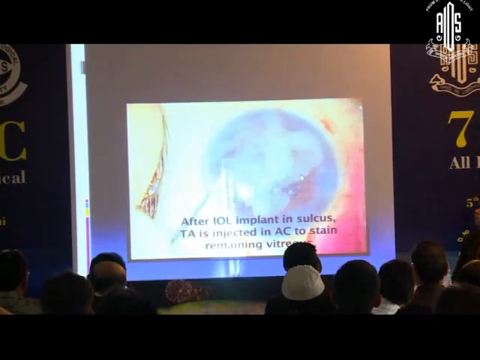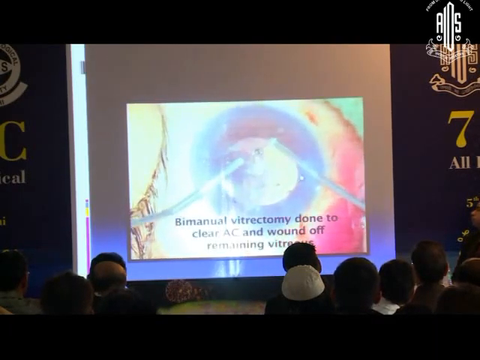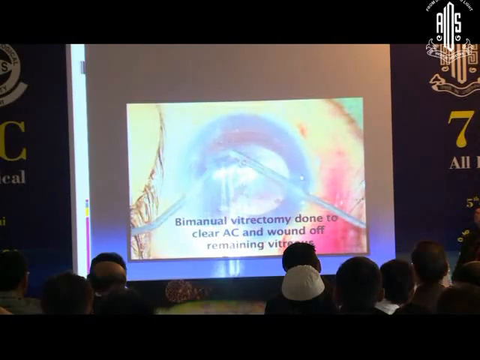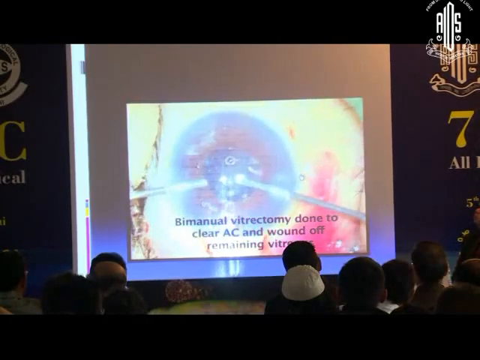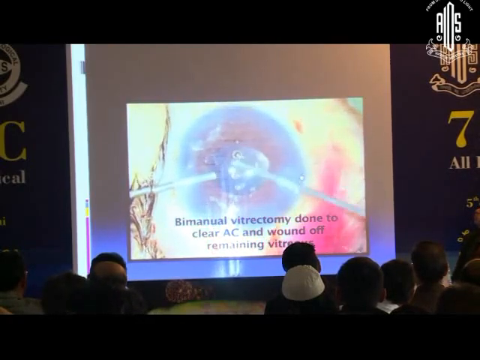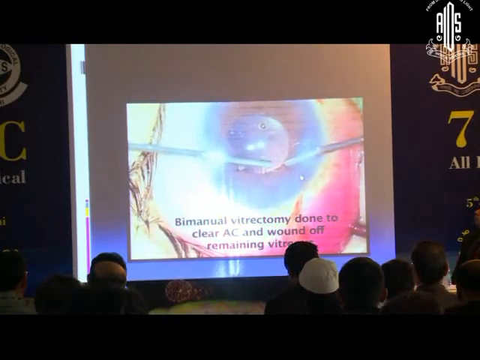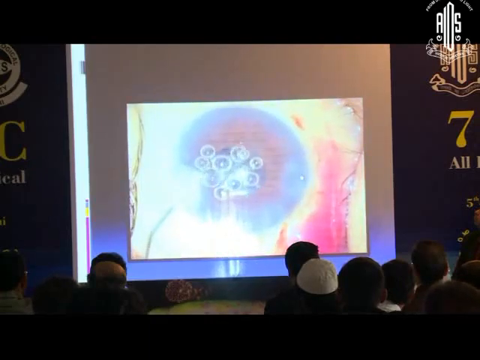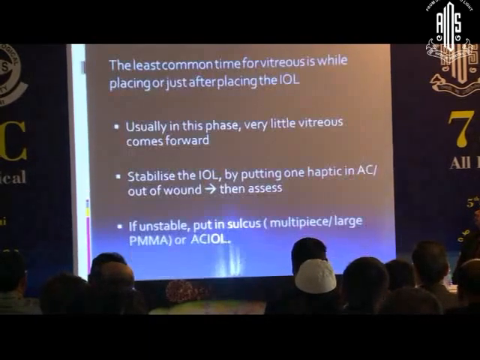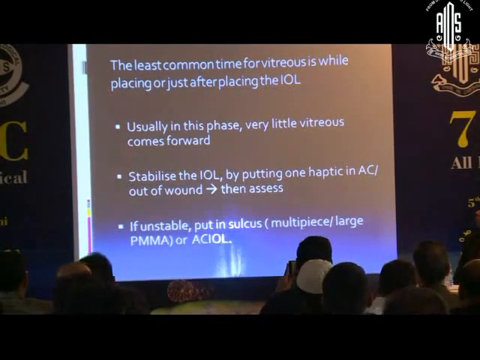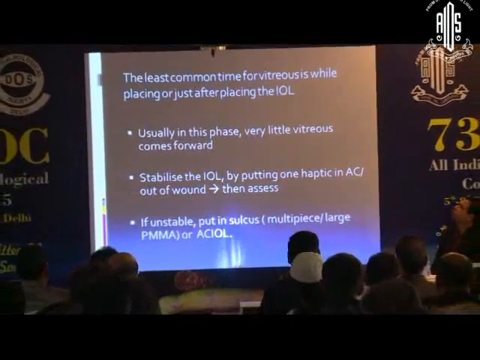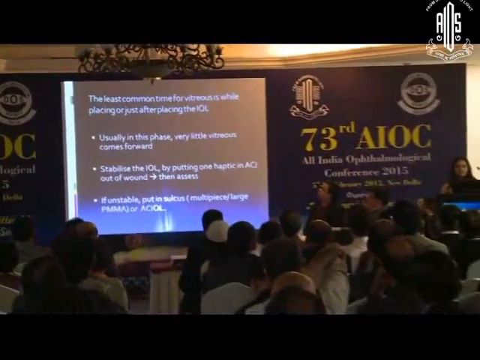And after you implant the IOL, one can use triamcinolone tattooing for the vitreous and do a vitrectomy bimanually to clear off the anterior chamber and wound of the remaining vitreous. This is one of the safest techniques to remove the vitreous in the anterior chamber. And the least common time for vitreous is while placing or just after placing the IOL. Usually in this phase, very little vitreous comes out.